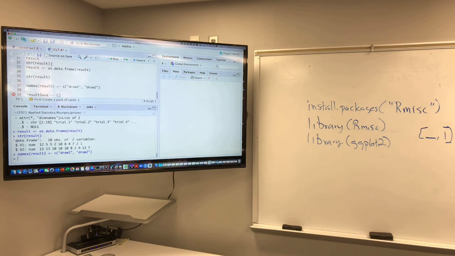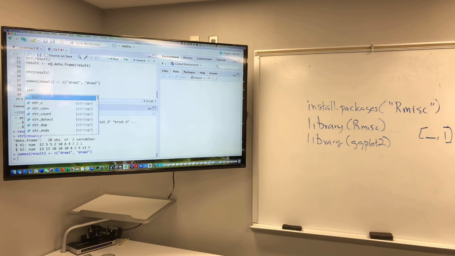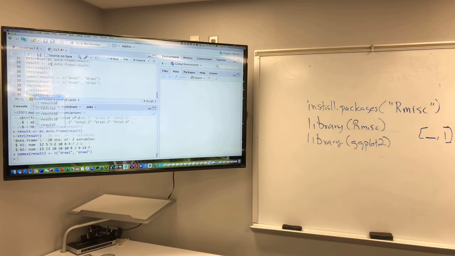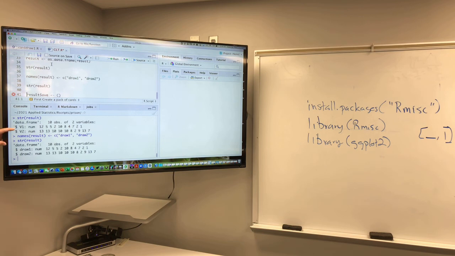And, oh yeah, so that's giving me. So now we can once again do structure of result. And when we look at structure of result, these things are now not called variable 1 and variable 2. They're called draw 1 and draw 2.